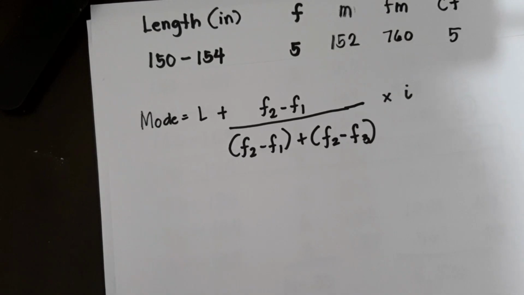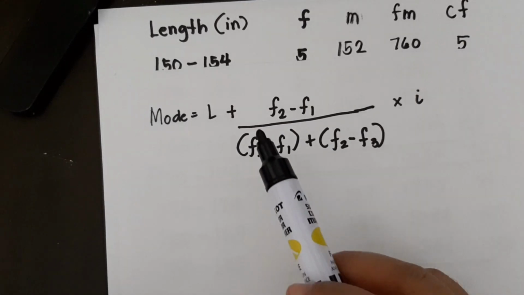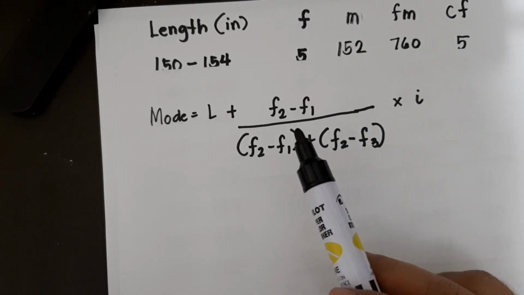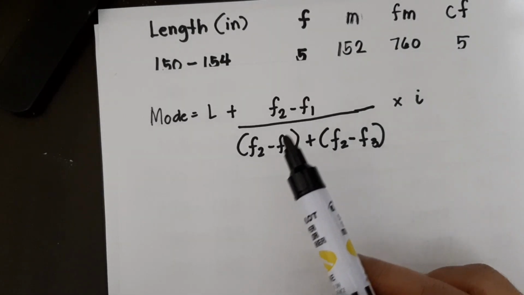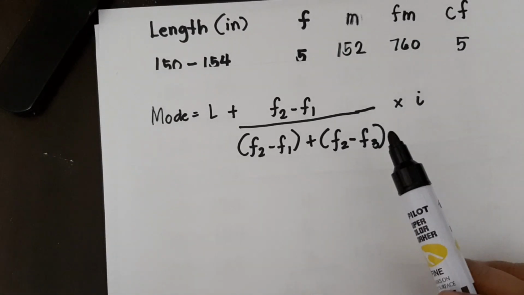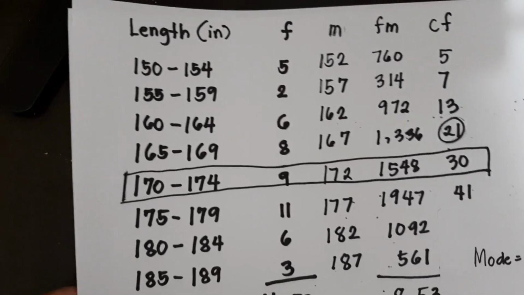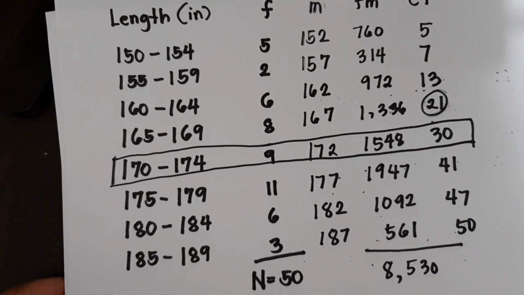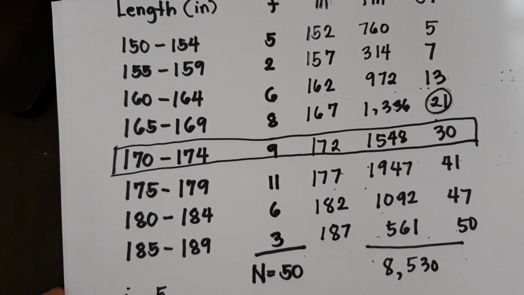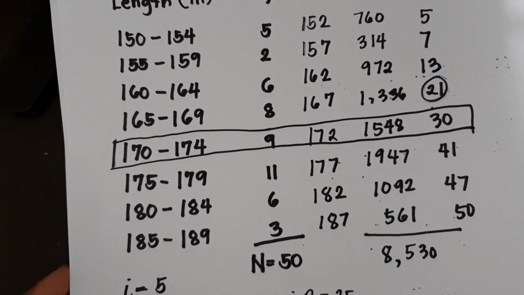Okay, mode naman tayo. So, ganun ulit. So, we have the lower class boundary of the modal class plus, ginawa ko siyang ganyan para mas madaling maintindihan, frequency 2 minus frequency 1 all over frequency 2 minus frequency 1 plus frequency 2 minus frequency 3 times the interval. Okay, punta tayo dun sa data natin or sa table natin. So, kapag mode kasi, alam natin na yun yung pinakamataas na number na nag-appear. Or the most frequent appeared in the data.